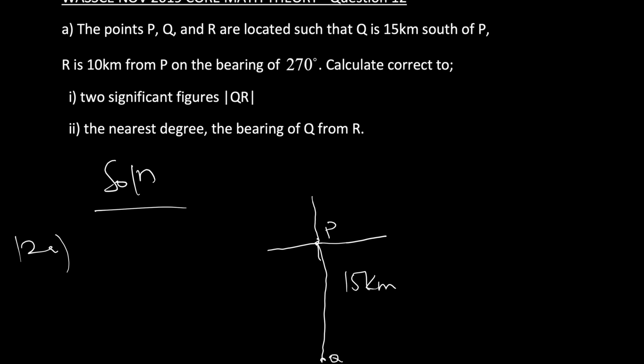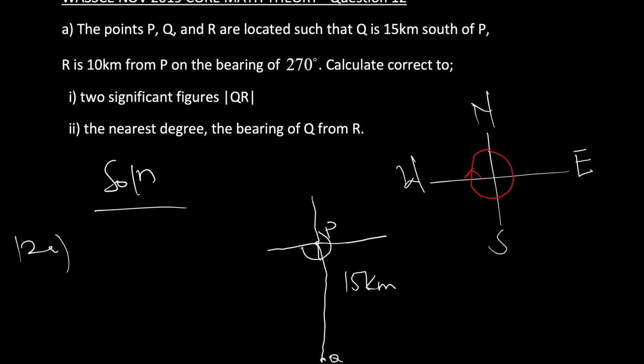In core maths, bearing is taken from the North Pole. If we have our Y and X axis, we have our north, south, east, and west. The bearing is always taken from the north in a clockwise manner. We know that R is 10 kilometers from P on the bearing of 270 degrees. So from P, 270 degrees will be here, and we have our R here.